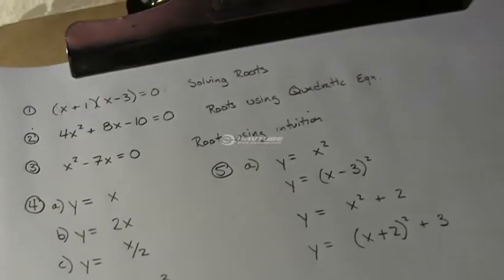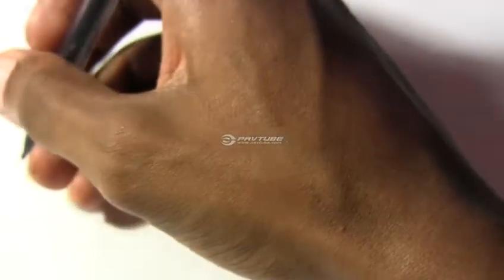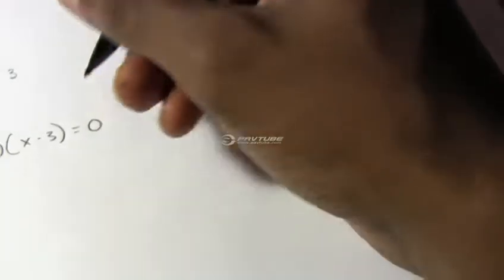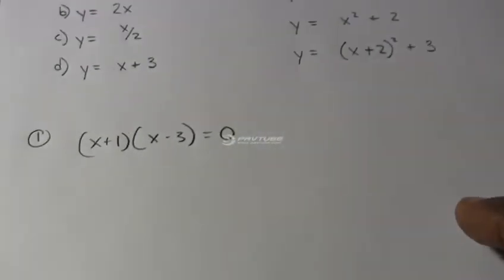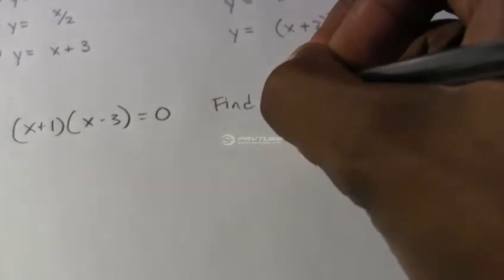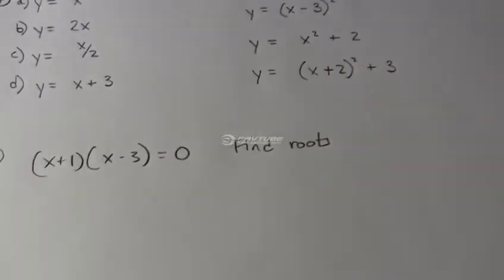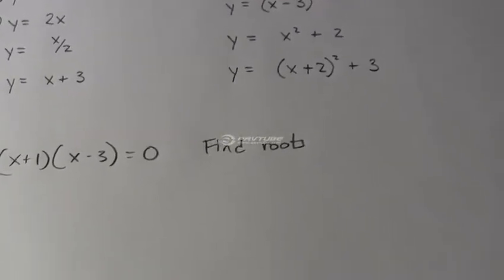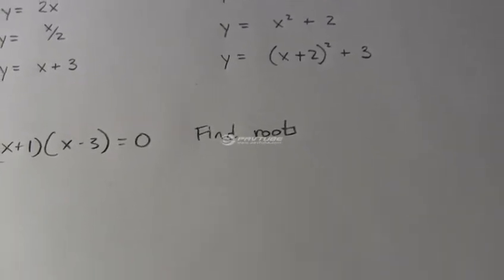But okay, so number 1 had (x plus 1)(x minus 3) equals 0. And you want to find the roots. When you look at something like this, when they say find the roots, all they're saying is solve this equation, solve this so that this is correct.